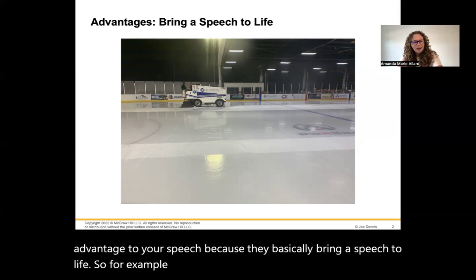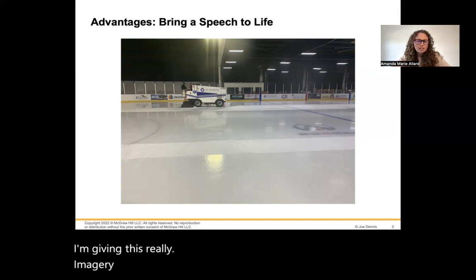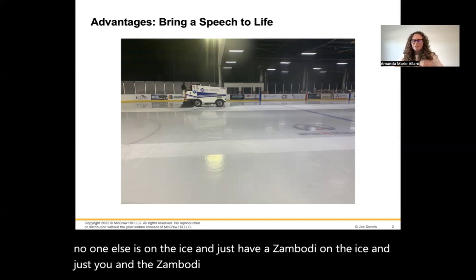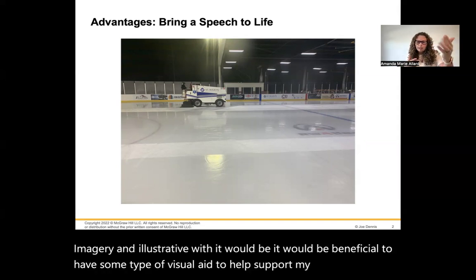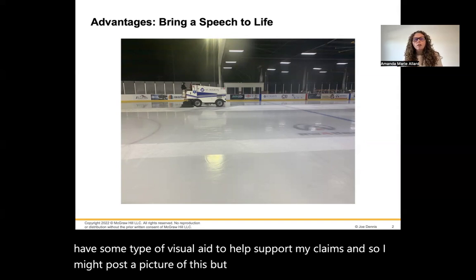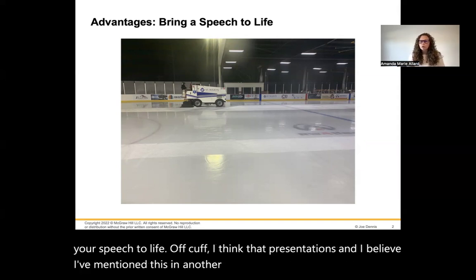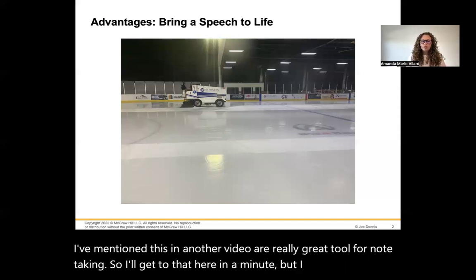So for example, if I'm talking about ice skating and I'm giving this really imagery-based illustration of what it's like to be on the ice when no one else is on the ice, and it's just you and the Zamboni, and getting really imagery and illustrative with it, it would be beneficial to have some type of visual aid to help support my claims. And so I might post a picture of this, but essentially presentations bring your speech to life. I think that presentations, and I believe I've mentioned this in another video, are a really great tool for note taking. I'll get to that here in a minute, but I just wanted to reiterate that.